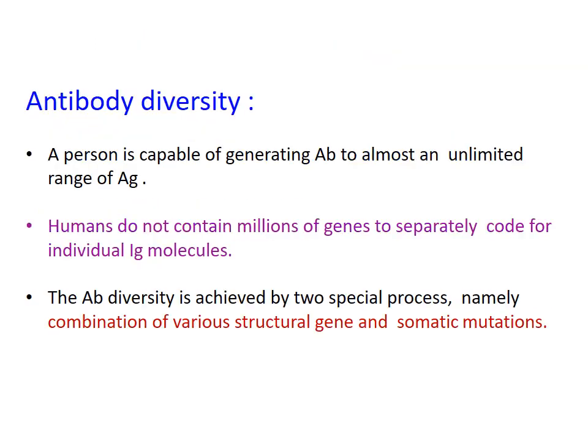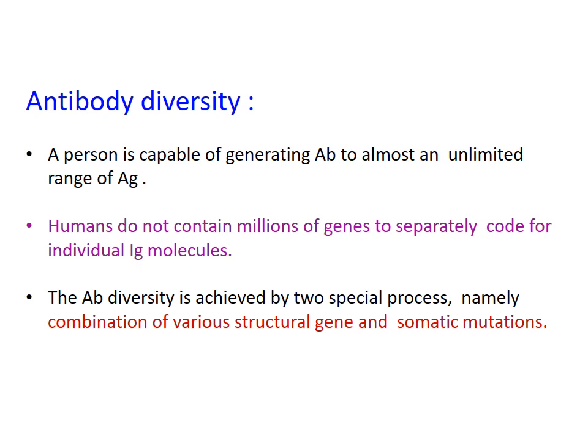Now, what is antibody diversity and how does it occur? It has been observed that a person is capable of producing antibodies to almost an unlimited range of antigens. An uncountable range of antigens can be defended against by the production of antibodies.